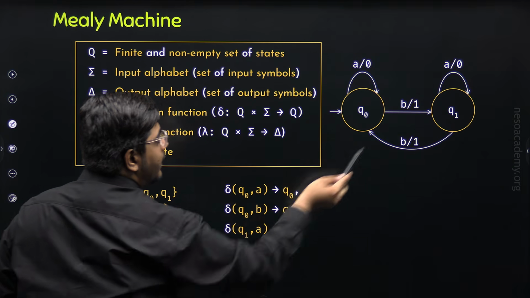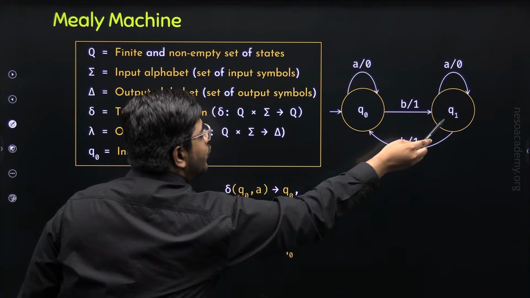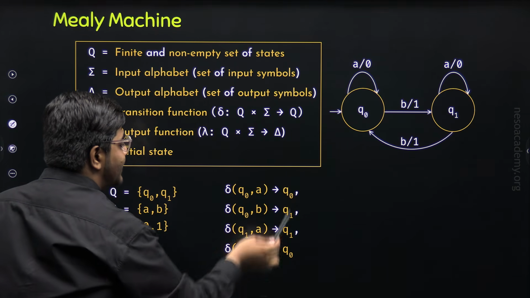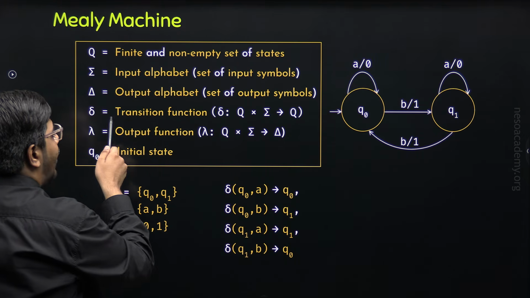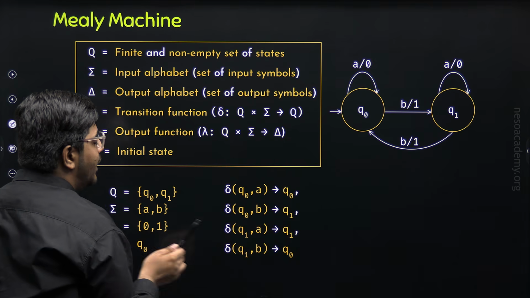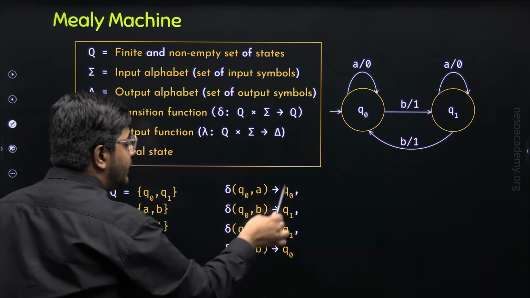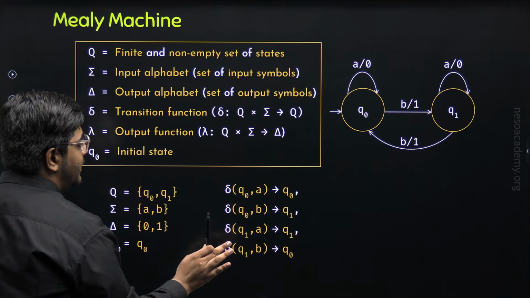Q1 on A is giving us Q1 itself. And Q1 on B is giving us Q naught. So these are all the transition rules, and collectively all the transition rules is called the transition function. Basically, the present state and the current input symbol determine the next state. This is what the transition function is.